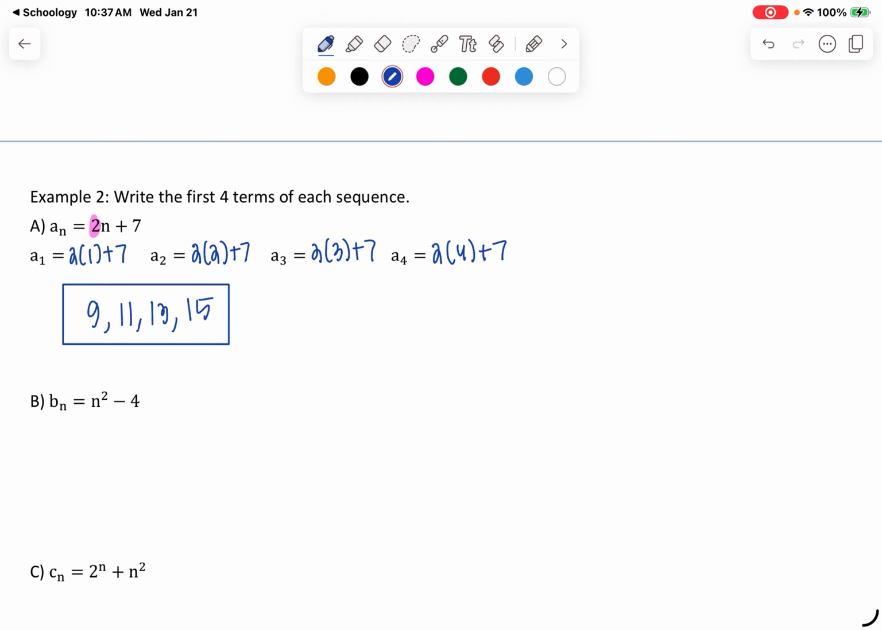So when you have a linear equation, another way of getting your terms is you can find the first term, right? Like I found the first term by plugging in 1, I got 9. And then if the slope is 2, I know I can just keep adding 2, instead of plugging in 2, plugging in 3, plugging in 4.